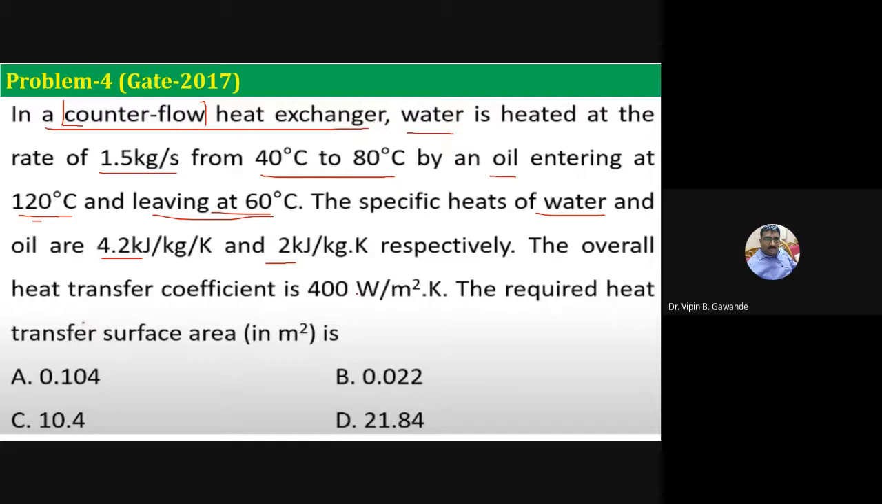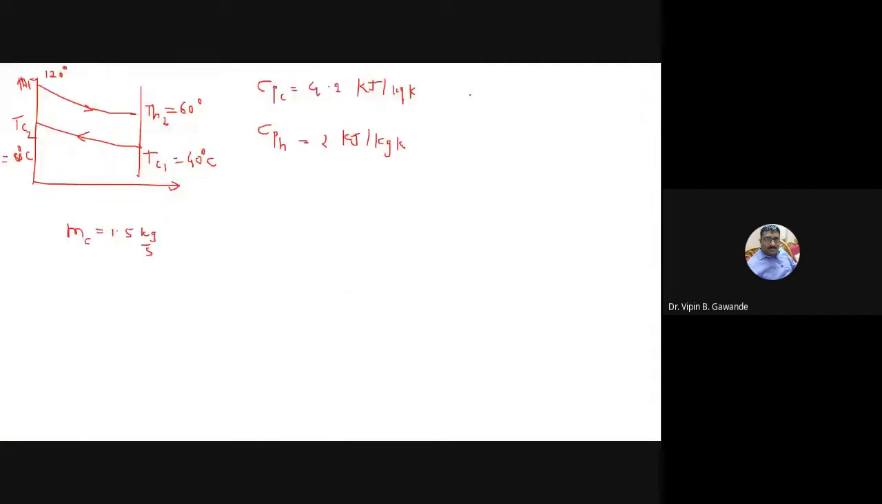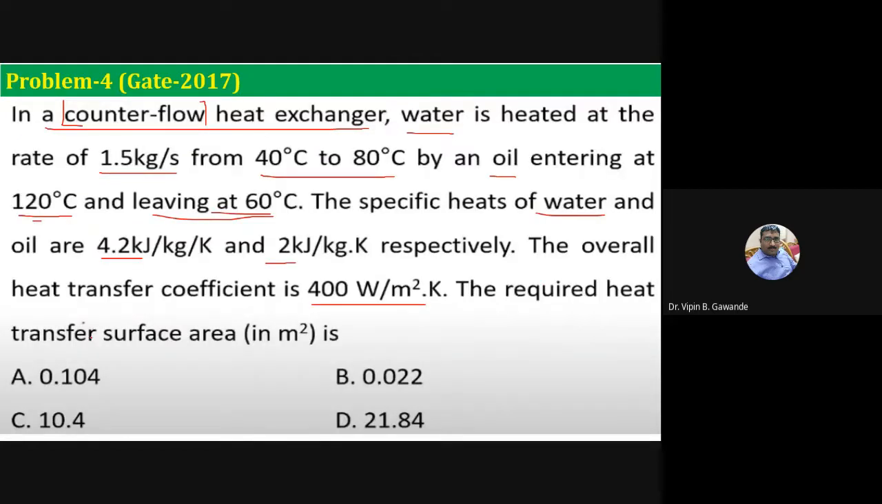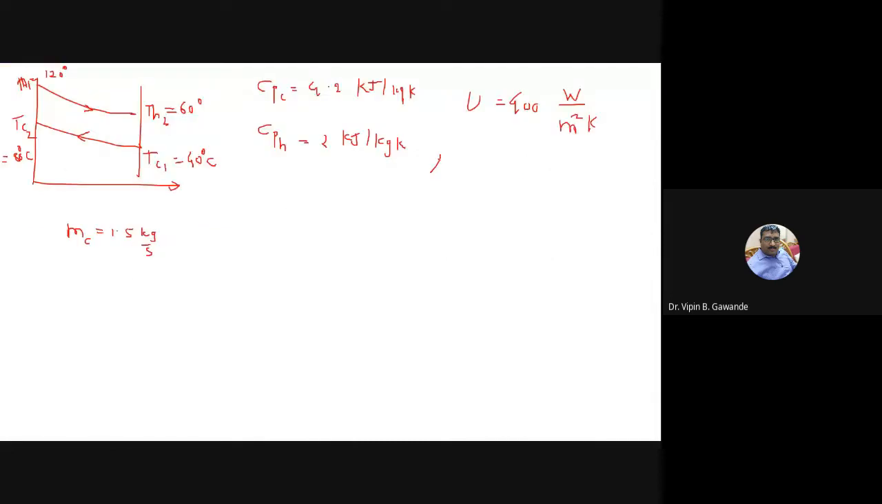The overall heat transfer coefficient is given as 400. So U is given as 400, in watt per meter square Kelvin. The required heat transfer area we have to calculate. Here we have to calculate the value of A. A will come in the formula for total heat transfer, U, A, and theta m. So we'll get A here.